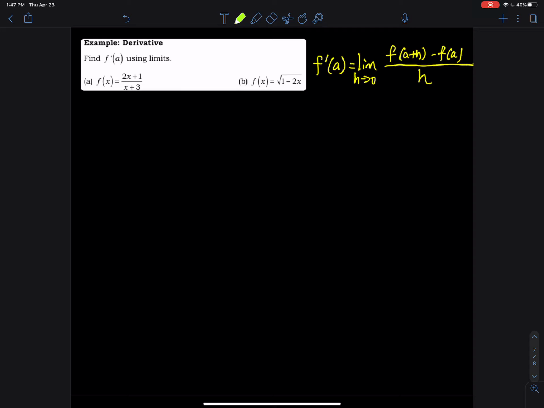Okay, in the last part, we will be finding the derivative of this function using limit. So using limit only. If you studied calculus in the past, you know how to use the shortcut to find the derivative. Don't do it. When I say use limit, then you are only allowed to use limit. So that is the limit definition right there.